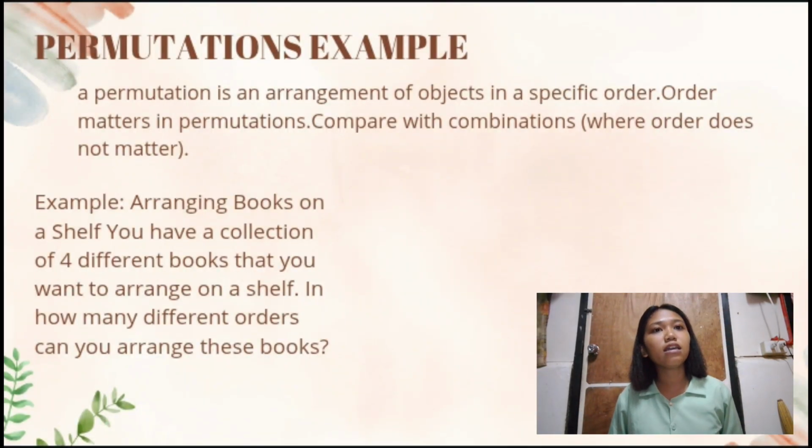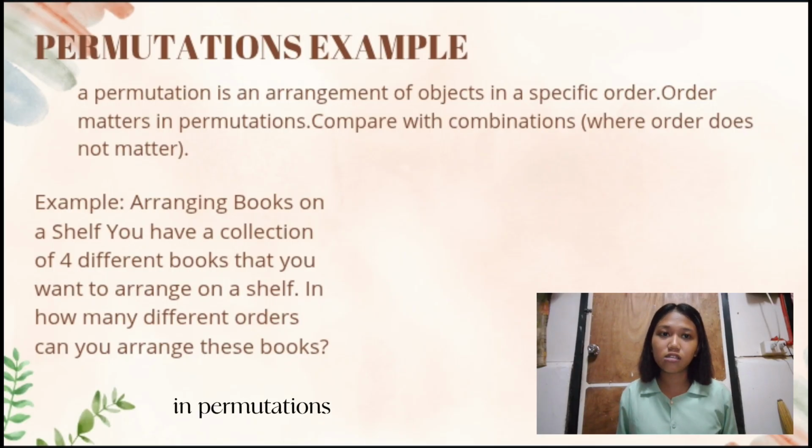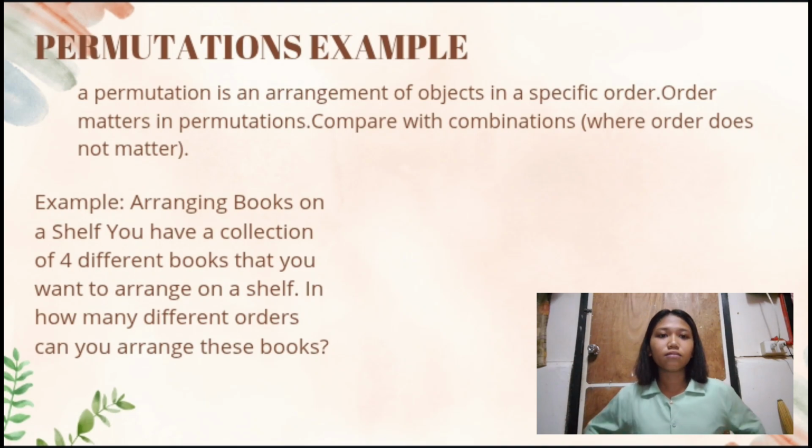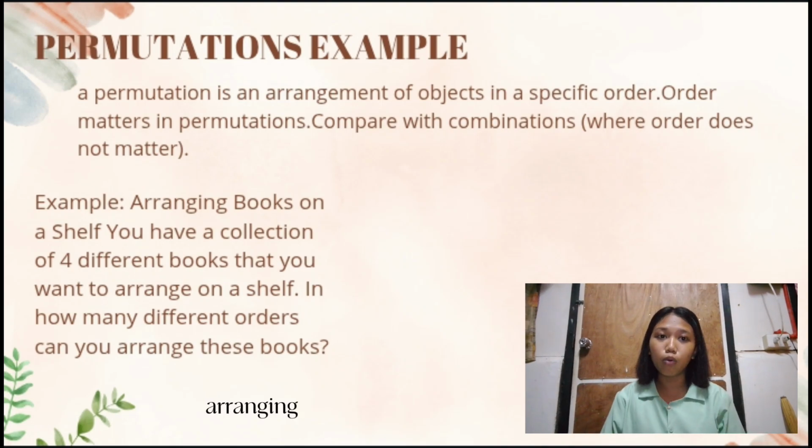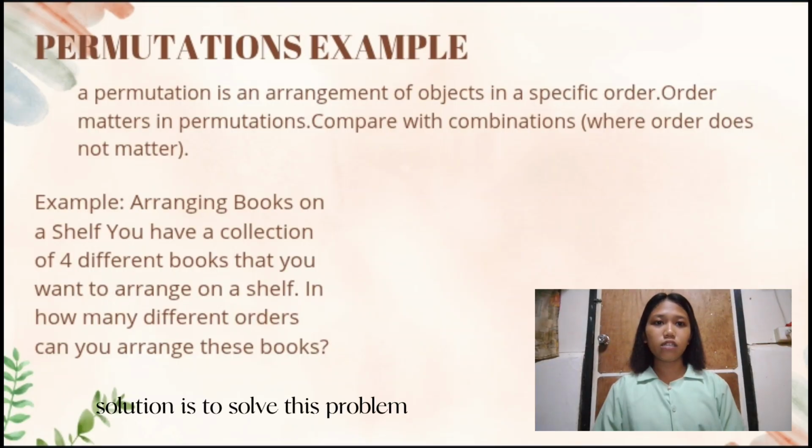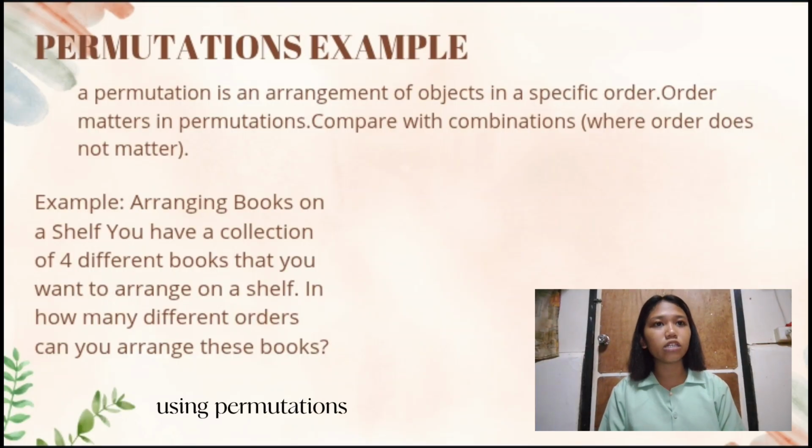A permutation is an arrangement of objects in a specific order. Order matters in permutations. Compare with combinations where order does not matter. Example, arranging books on a shelf. You have a collection of 4 different books that you want to arrange on a shelf. In how many different orders can you arrange these books? The solution is to solve this problem using permutations.